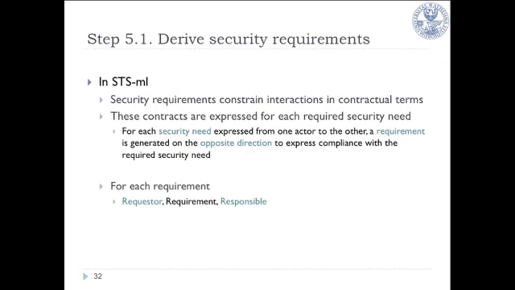How do you do that? All the security needs basically capture constraints that one actor wants the other actor it is interacting with to obey.